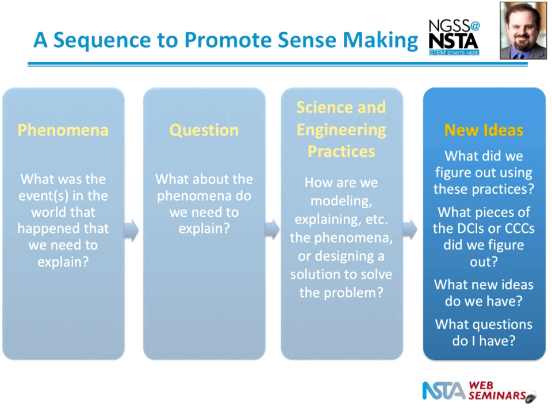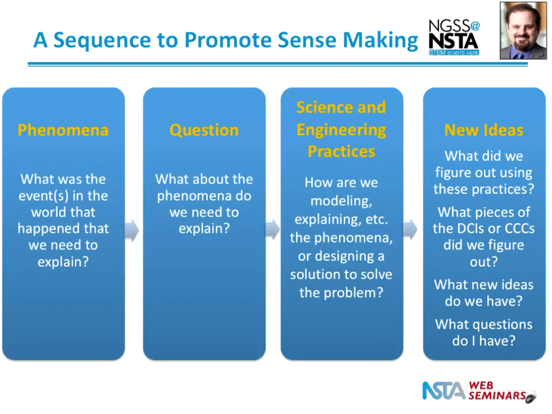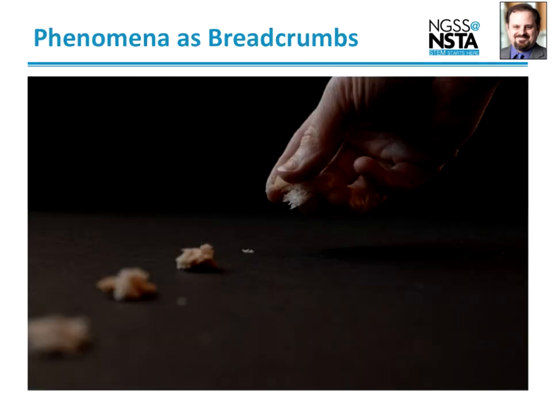So what pieces of the DCIs, the disciplinary core ideas, the cross-cutting concepts did we figure out? What new ideas do we have? And what questions do we have? All of those are part of our process going on through here. And so this cycle of phenomena leading to questions, leading to practices, engaging with the phenomena, leading to new ideas. And so I really find it useful to think about phenomena as breadcrumbs, that these are the things we're going to use to guide our students.